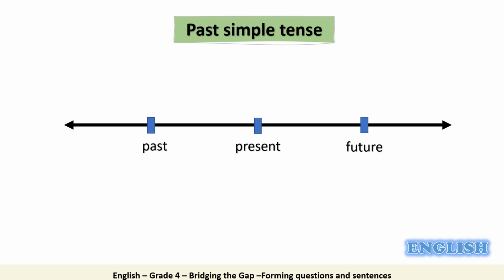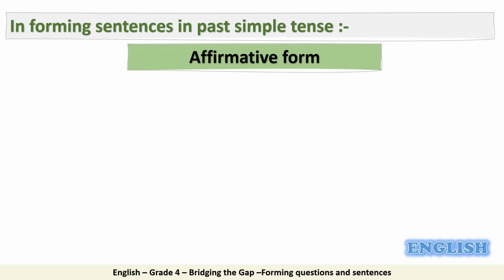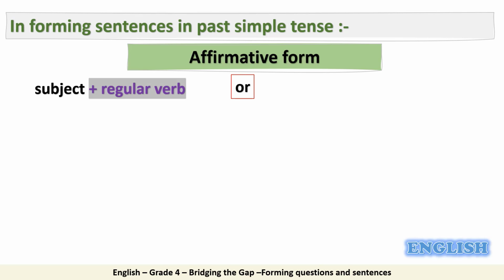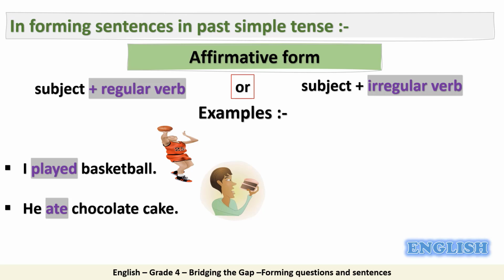we use the past simple tense when we talk about actions happened and finished in the past. For example, when we talk about things happened yesterday. Always remember, in forming sentences in past simple tense, we can use the affirmative form. We start the sentence with the subject followed by regular verb, or we start the sentence with the subject followed by irregular verb. For example, I played basketball. He ate chocolate cake. They saw a rabbit.